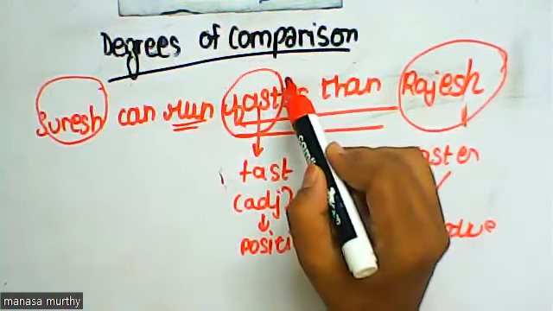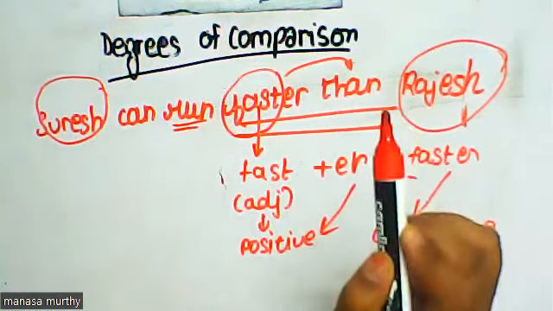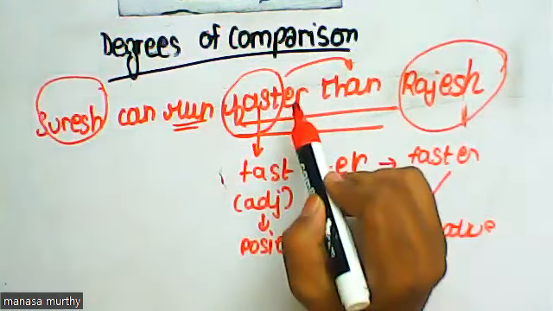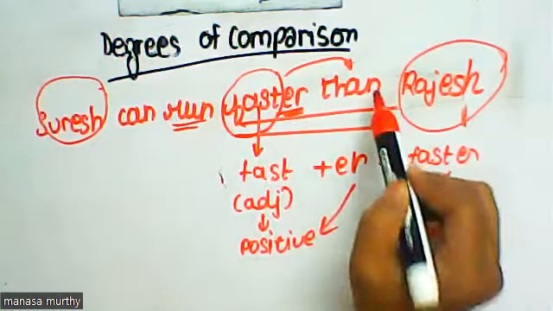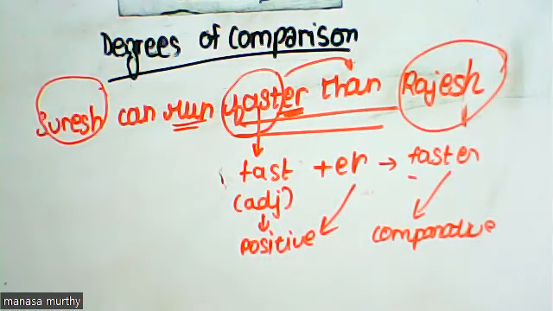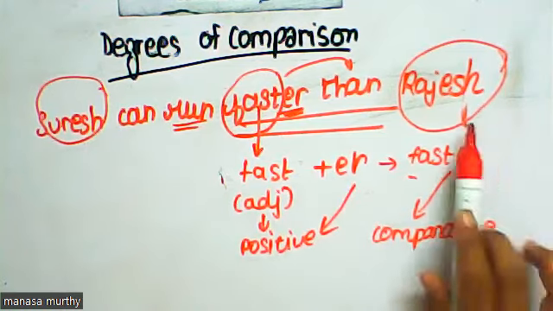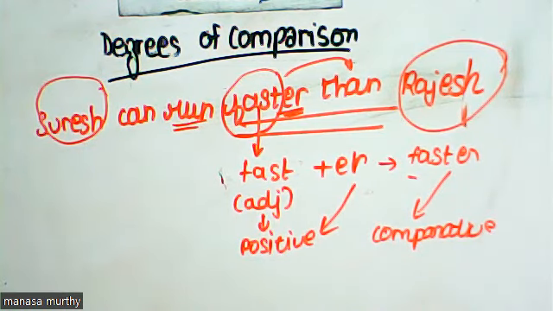And one more thing, I'm adding this conjunction than. After this, comparative degree of comparison. Conjunction than is used to connect two clauses. Suresh is one clause, Rajesh is another clause. So this word than is used as a conjunction to connect these two clauses.